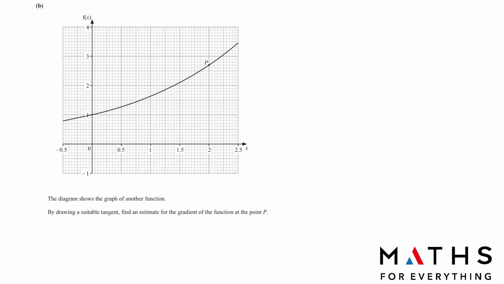In B, we have been given a graph and we have to draw a suitable tangent, find an estimate for the gradient of the function at the point P. Tangent means it touches a graph at one point. So the point is P. First, let's write down the coordinates of P. The x value, if you can see, is 2. This is 2. And the y value is 2.7.